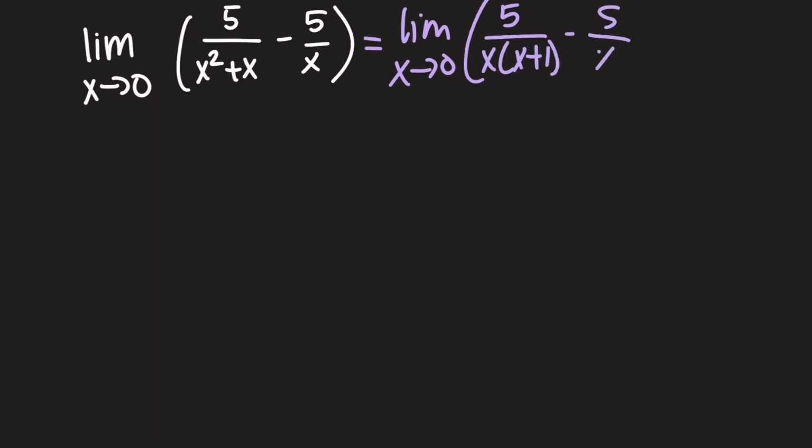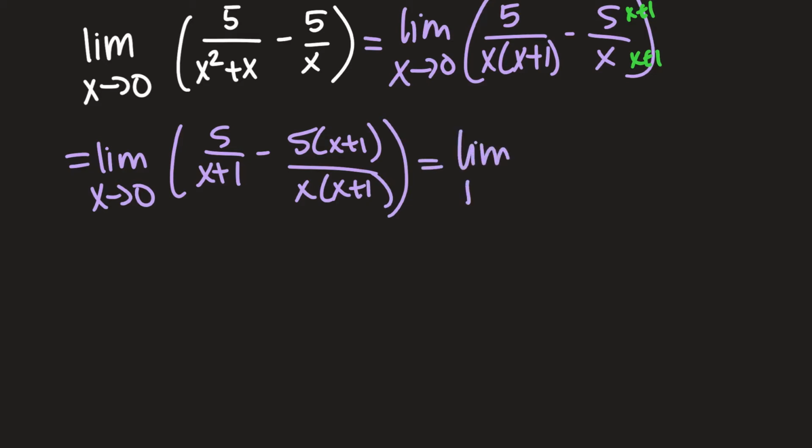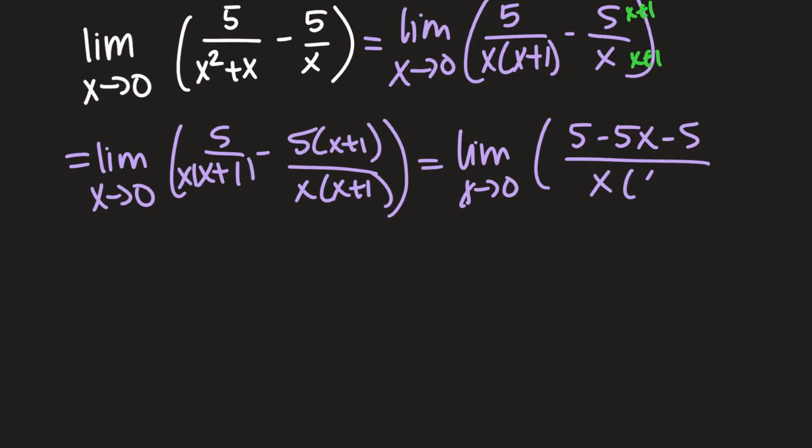And you do this just to make sure that you're not multiplying by more than what you need. So they both have an x, but this one needs an x plus 1. And what I do to the bottom, I have to do to the top. So I have the limit as x approaches 0 of 5 over x times x plus 1 minus 5 times x plus 1 over x times x plus 1. So now we have a common denominator, and I can combine like terms. So I have, as x approaches 0, 5 minus 5x minus 5 all over x, I forgot my x here, x times x plus 1.